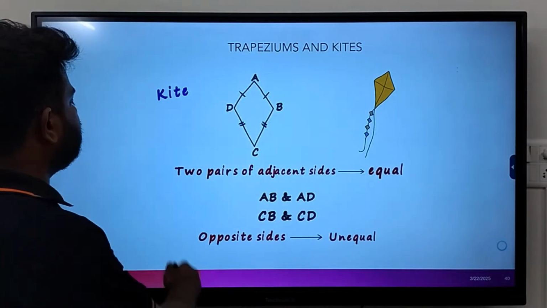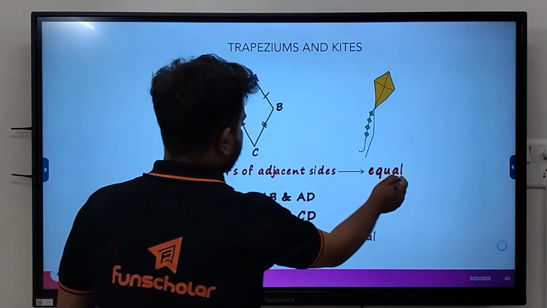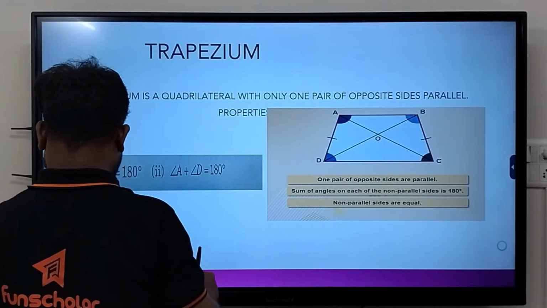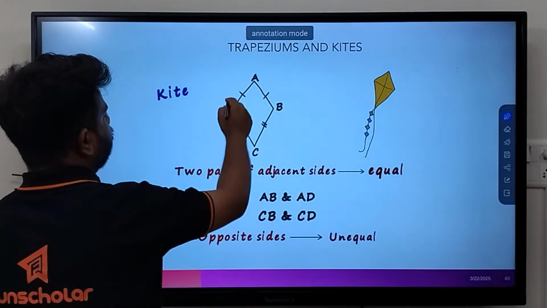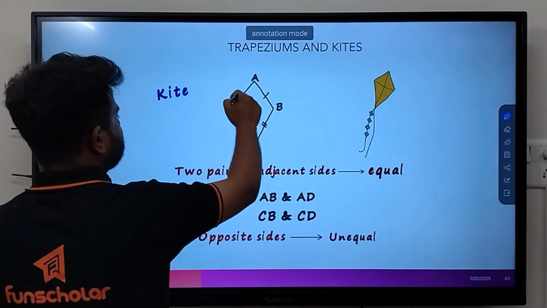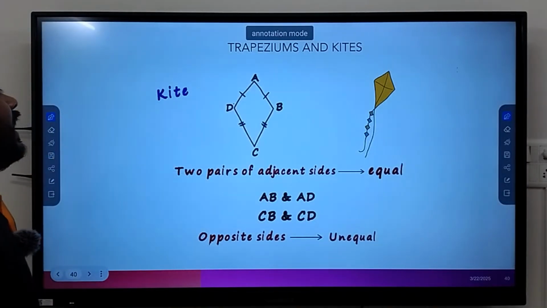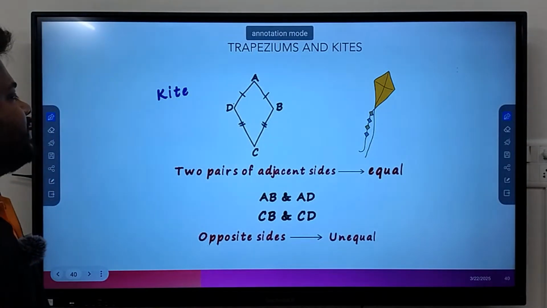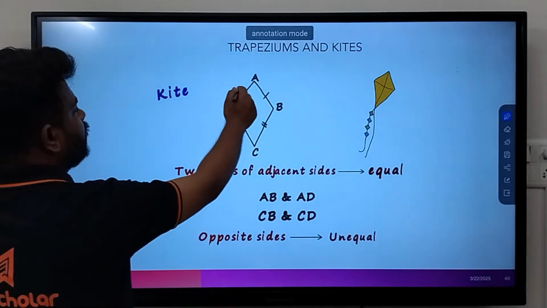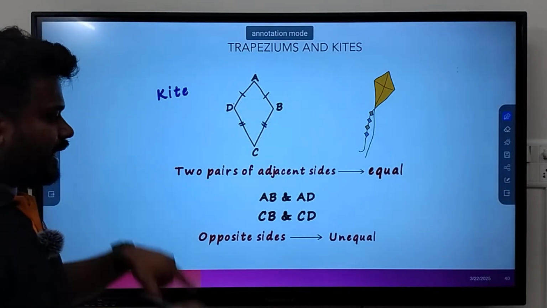For a kite there are two pairs of adjacent sides, and they will be equal. For this one, the adjacent sides are AD and DC, and the other adjacent sides are AB and BC, and they will be equal. So two pairs of adjacent sides, like this one and this one, this one and this one, will be equal. So that's why that will make a kite.